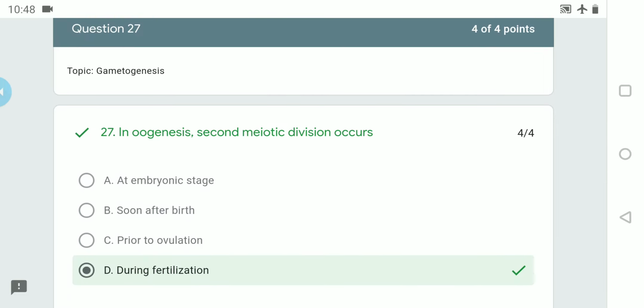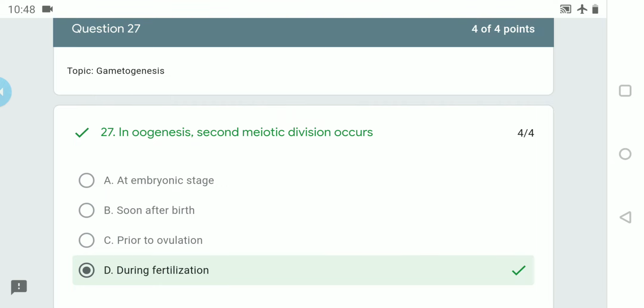Then the next question, the 27th one. This question is also related to gametogenesis, specifically oogenesis. In oogenesis, the second meiotic division occurs. To identify the exact answer, you should know the flow chart or diagrammatic representation of oogenesis. Then only you can identify the right answer. Here is what they have given.